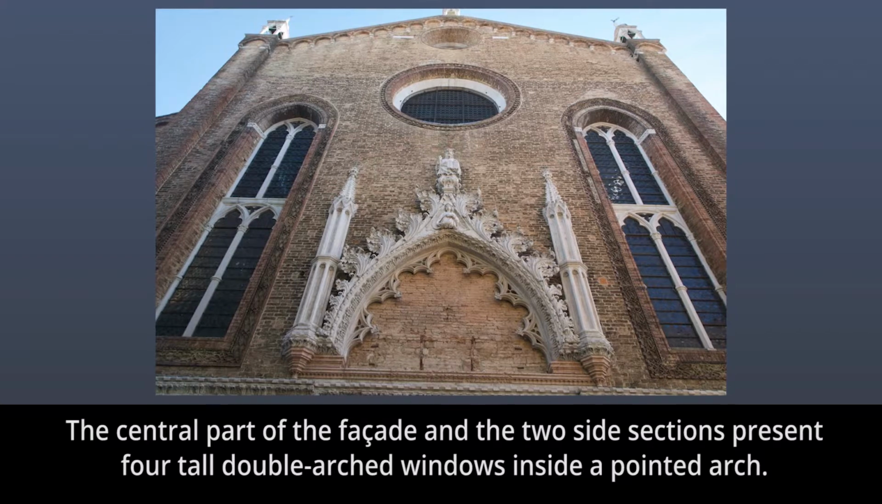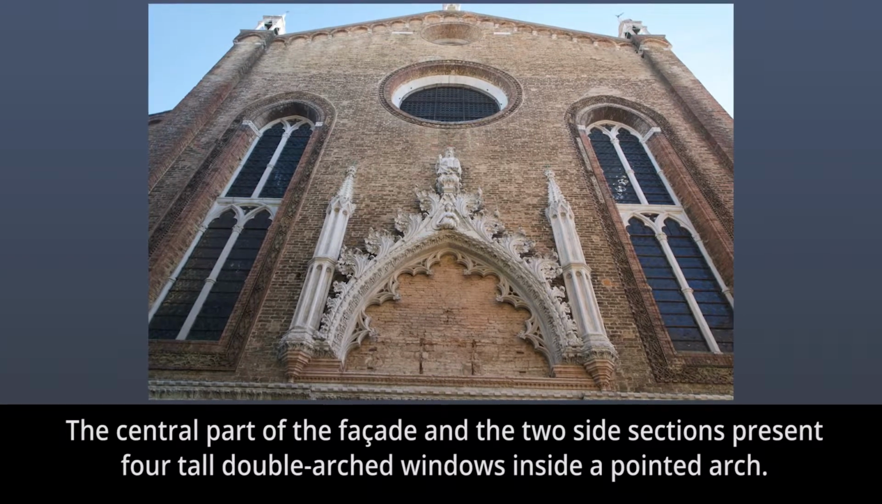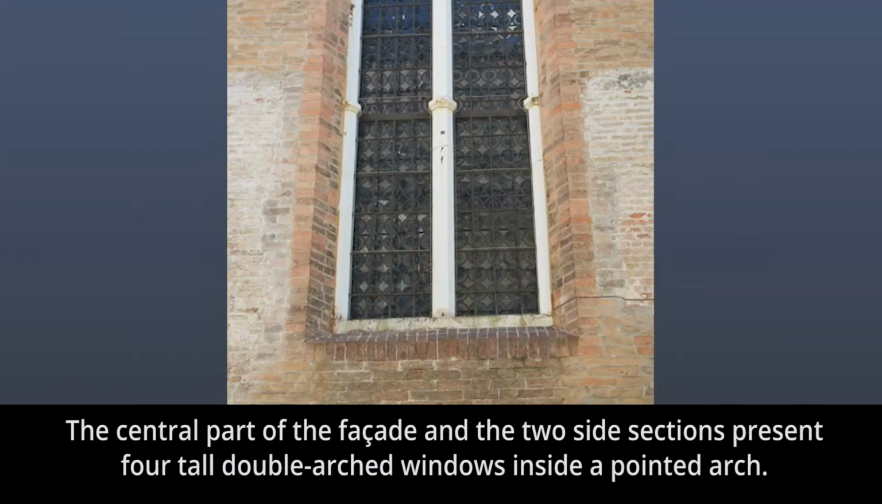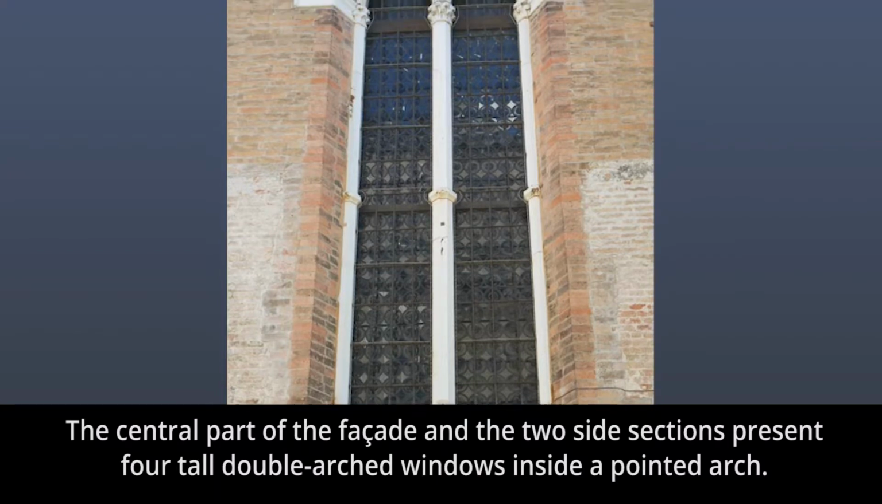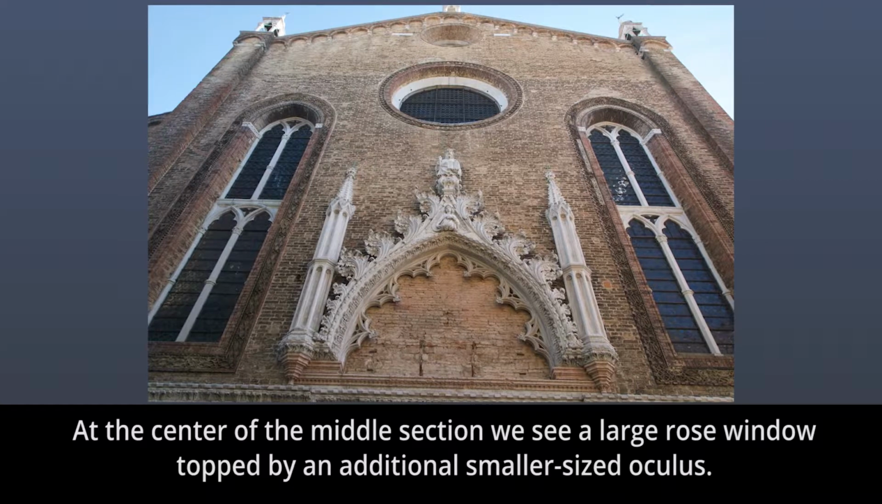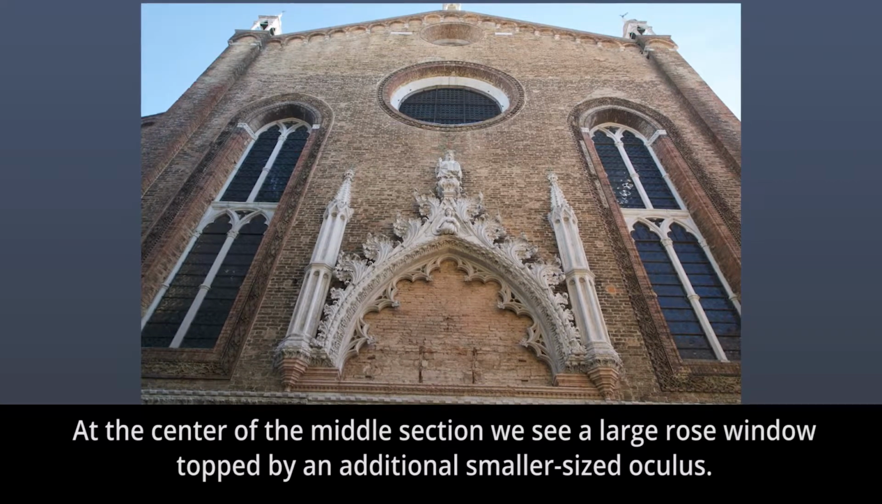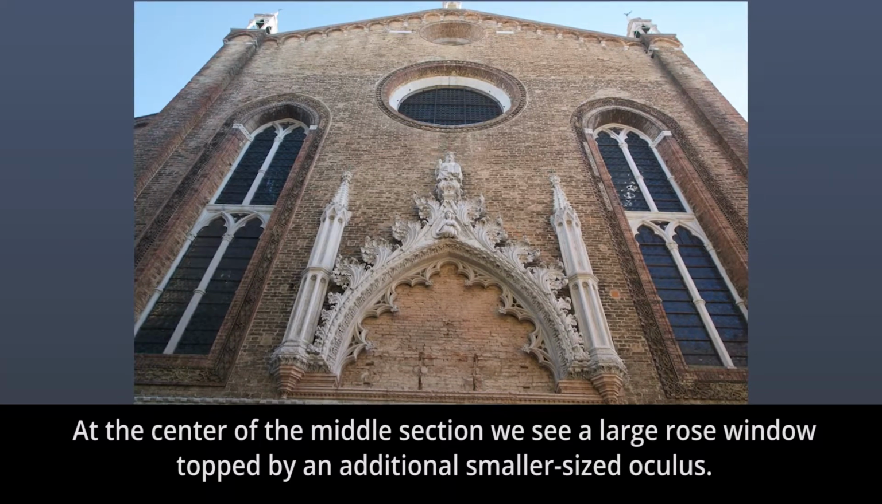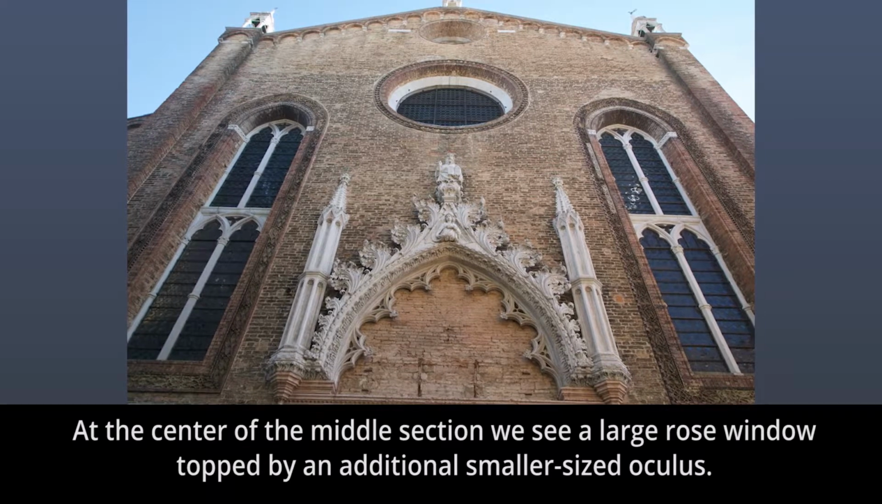The central part of the facade and the 2 side sections present 4 tall double-arched windows inside a pointed arch. At the center of the middle section, we see a large rose window topped by an additional smaller-sized oculus.